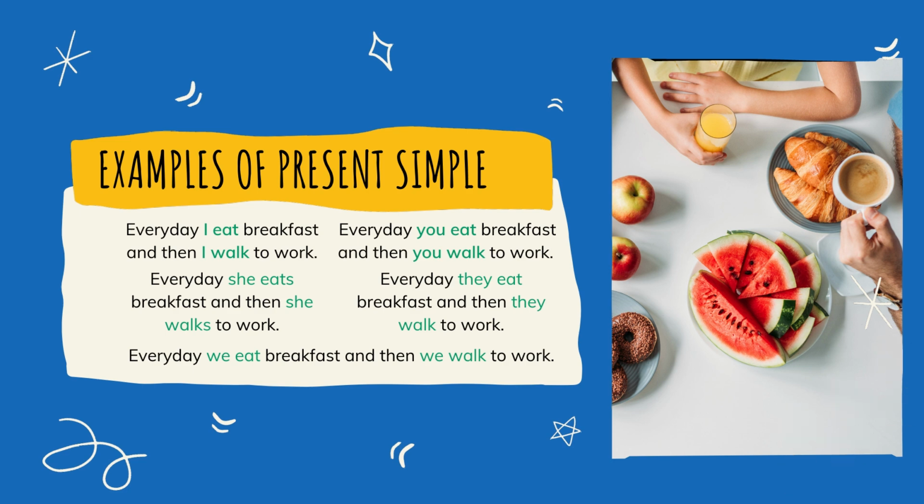I eat breakfast and then I walk to work. Every day you eat breakfast and then you walk to work. Every day she eats breakfast and then she walks to work. Every day they eat breakfast and they walk to work. Every day we eat breakfast and we walk to work. The only time the present simple changes is when we're talking about he, she, or it. In that case, we add an S. She eats. She walks. It eats. It walks. Okay.